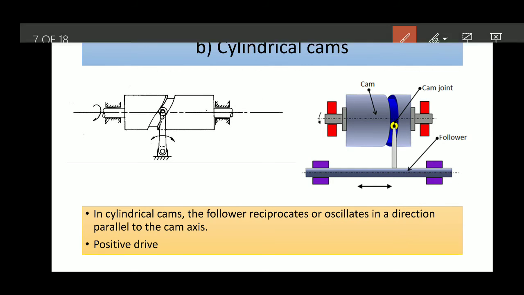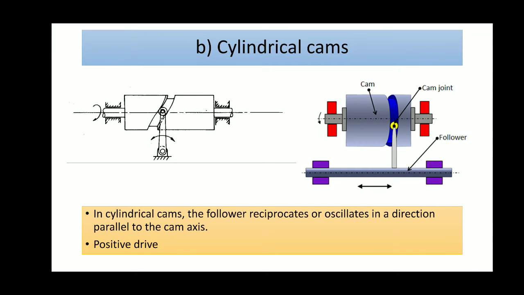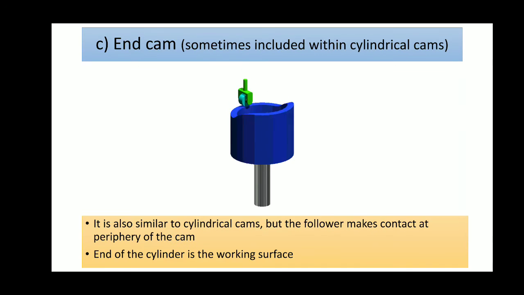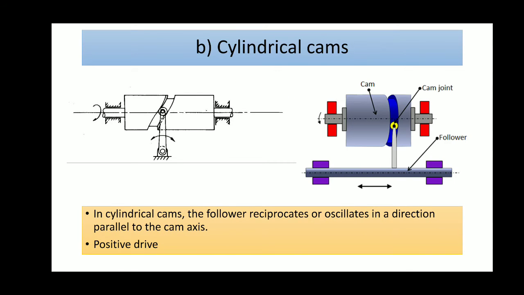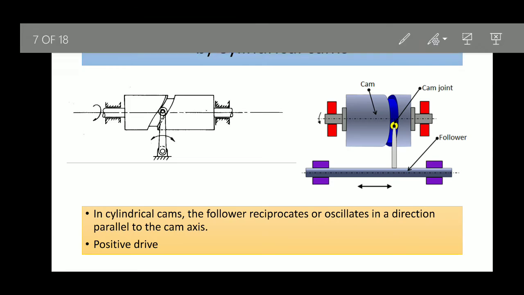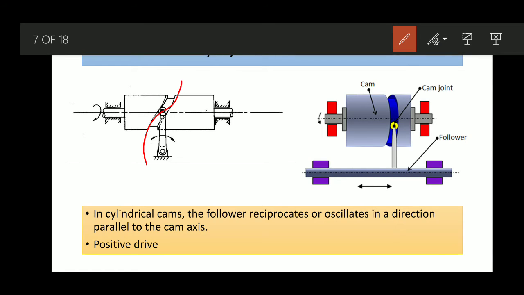Okay, and they are called positive type, because you can be sure that whenever the cam moves, there will always be some movement on the follower, because of the groove cut on this particular cylinder. As you can see, this kind of groove, based on that it will always be in contact with it. So here it is being shown that it is going in this particular direction, and similarly if we pivot it, it can have oscillation motion.